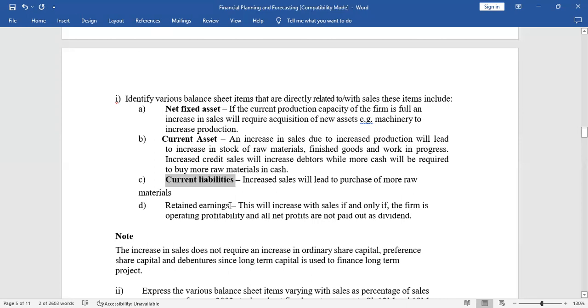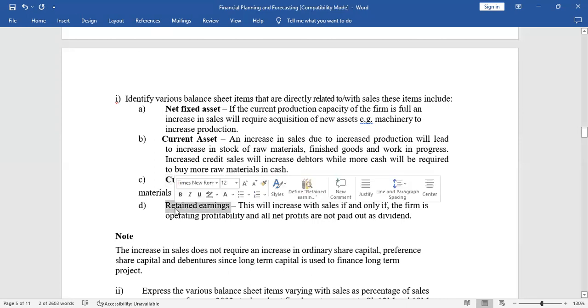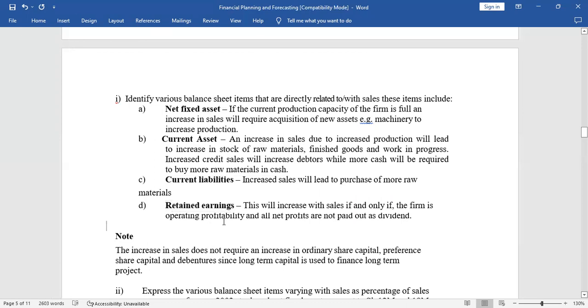Then you have the retained earnings. Most businesses will not distribute all their profits. So some of the profit will be retained as reserve for purposes of emergencies, or the company maybe needs to buy some capital assets for expansion or something of the sort. So they are not going to distribute all their earnings. So the retained earnings will increase with sales if and only if the firm is operating profitably. Should there be a loss, then we will not retain.